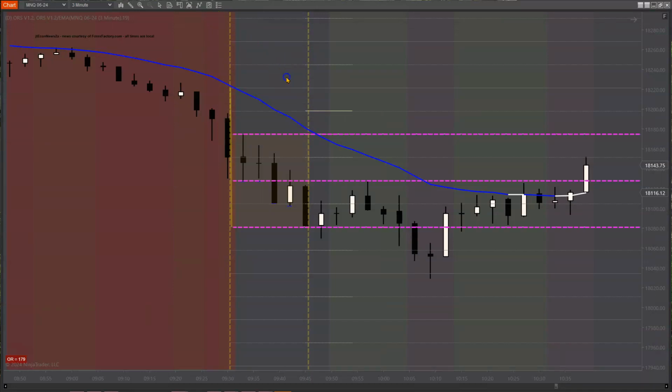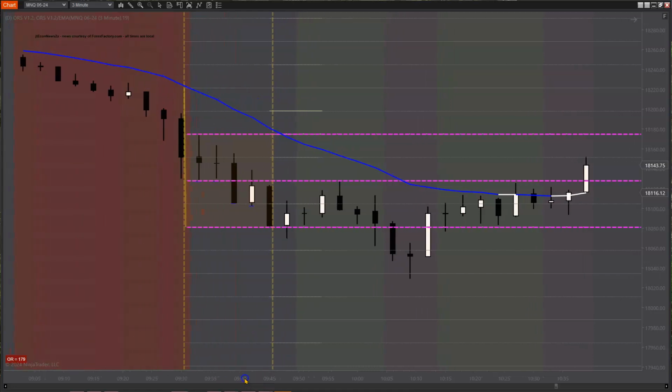So here we go. We've got the NASDAQ 3-minute chart. This is micros actually, MNQ contract 624. So what is ORS? ORS is the opening range system. Primarily everything's based off the opening range, that's the first 15 minutes of the market. From 9:30 a.m. Eastern to 9:45 Eastern, we are looking for the forecast, if you will, of support and resistance for the rest of the trading day.